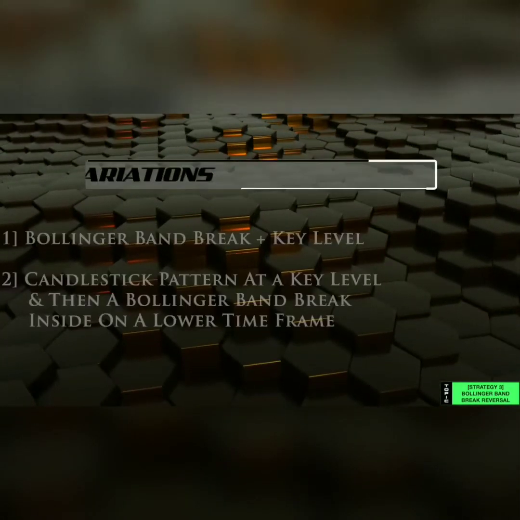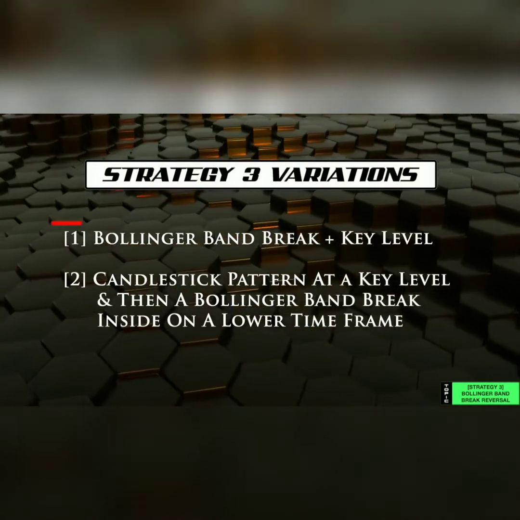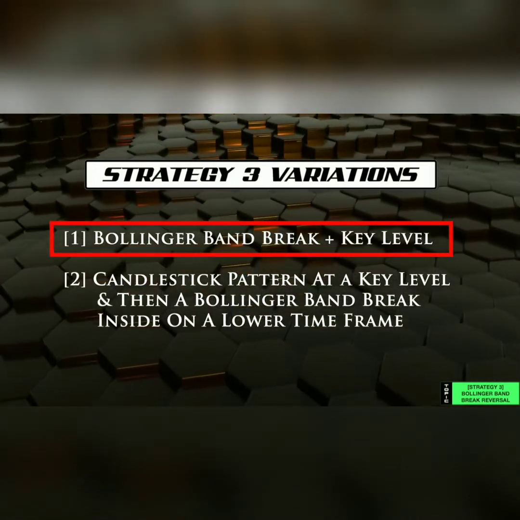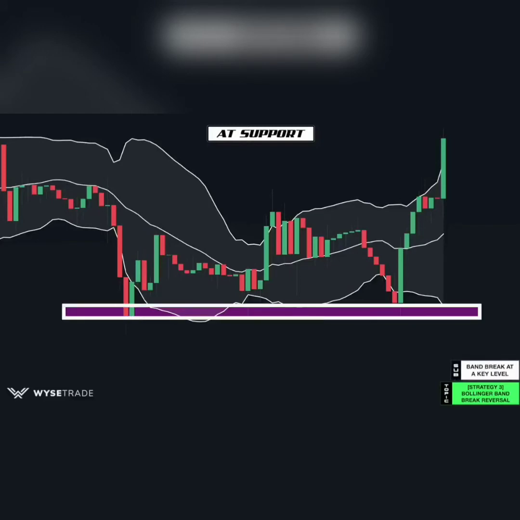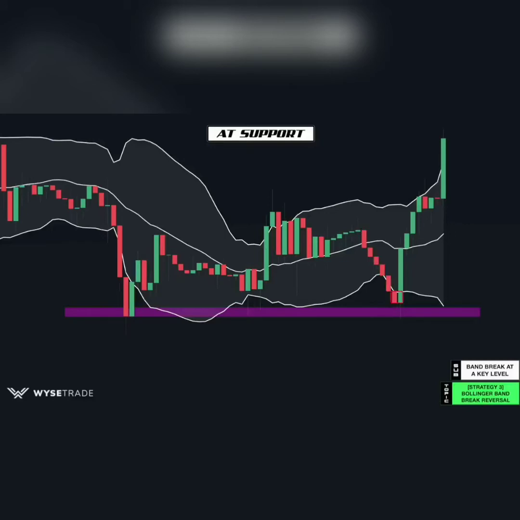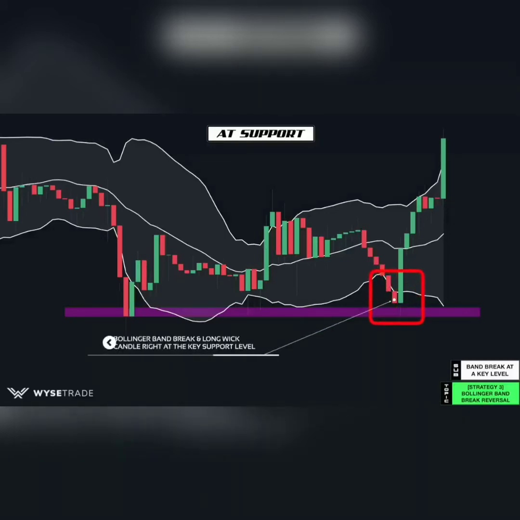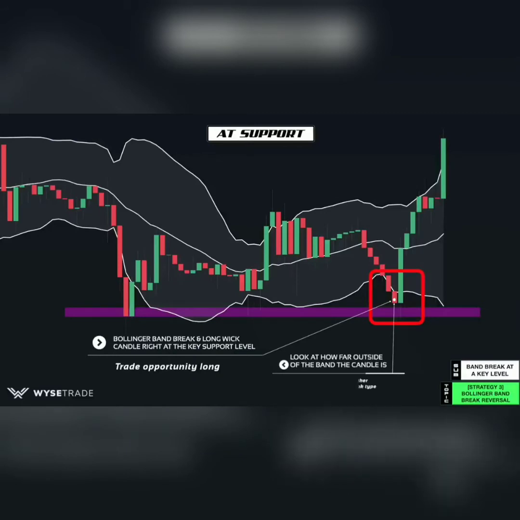Now, there are two variations of the Bollinger Band break strategy. Starting with the first, which is combining Bollinger Bands with a key level. You had your key level of support because of these two reversal points. As price reached the level, you had a Bollinger Band break right at the key level. Also, look at how far the candle body broke outside of the band. This is a very high quality band break.